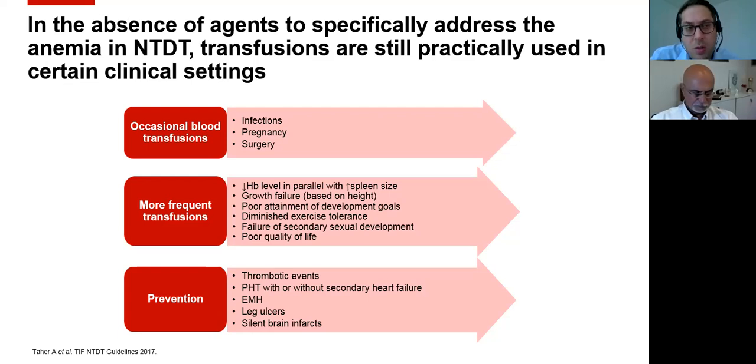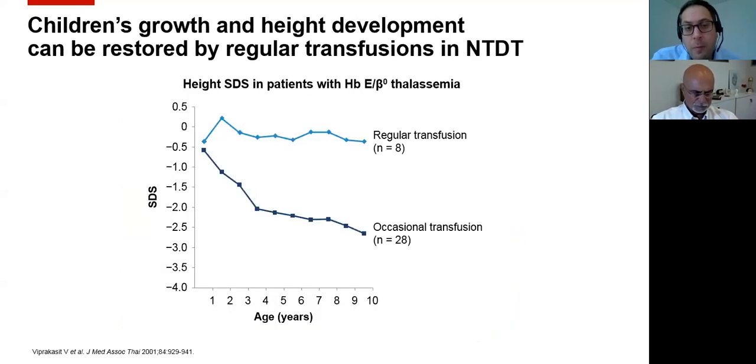And these would be in situations of growth challenges during childhood, or when there are impending, overt, or established clinical morbidities where there is some sort of evidence that a short or maybe intermediate transfusion, or a regular transfusion program, could be of benefit. This is data from Viprakasith that looked at the use of transfusion in NTDT, specifically hemoglobin E beta thal patients, to promote growth. And clearly, patients who had received transfusion had better growth measures or metrics over time.